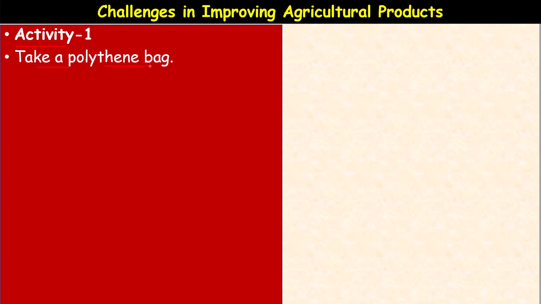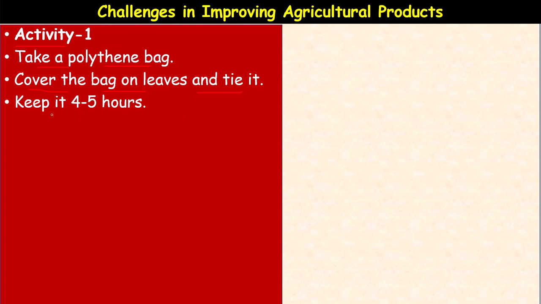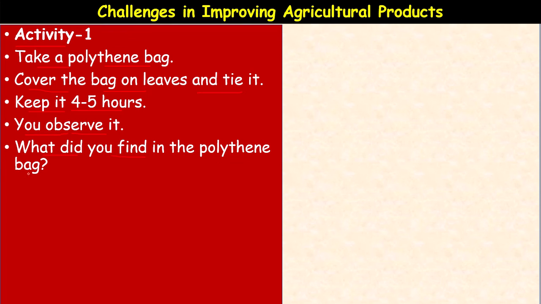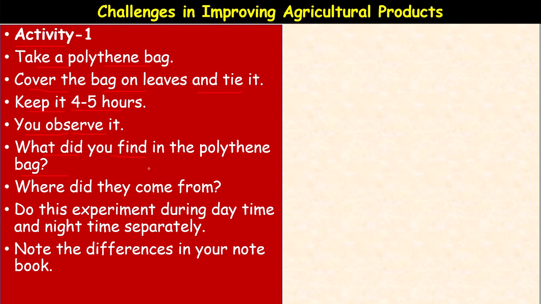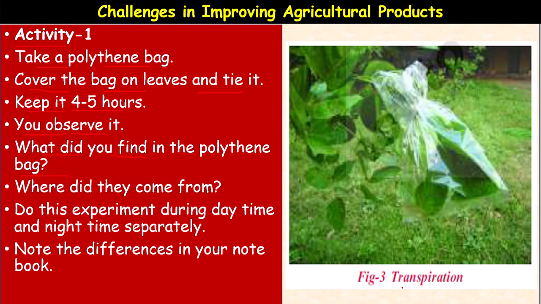Take a polythene bag, cover it over the leaves and tie it with thread tightly such that no external air enters inside, and keep it for 4 to 5 hours. Then observe it. What did you find in the polythene bag? You will find some water droplets layered on the upper surface of the polythene cover. Where did they come from? They come from the leaves. Do this experiment during daytime and night time separately, so that you can note the differences in your notebook. This is called transpiration.